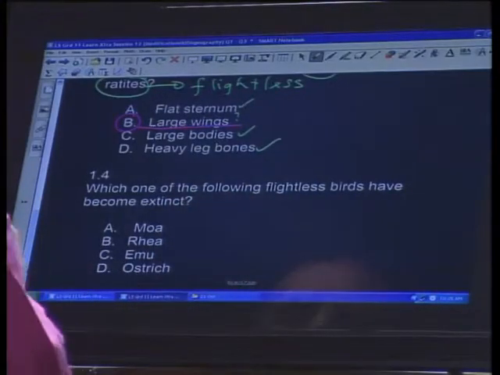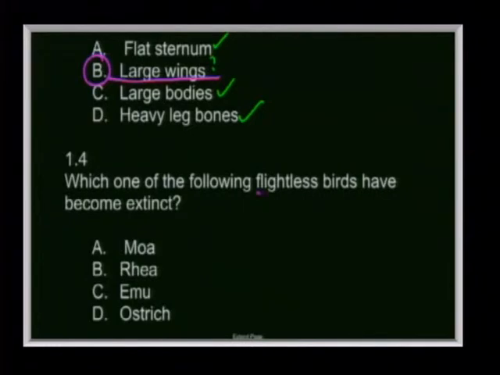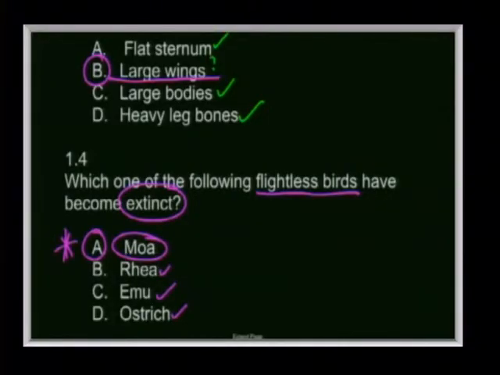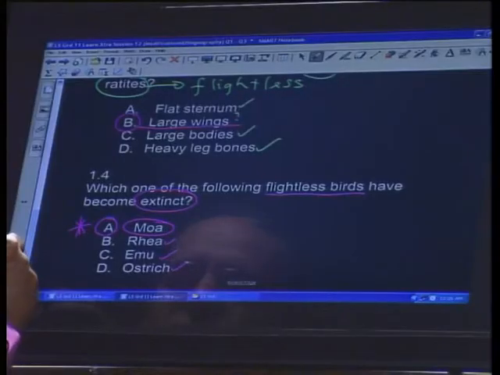So the last one here, which of the following flightless birds has become extinct? Now we know there are still ostriches in South Africa. The emu we still find in Australia, the rhea still in South America, and the moa is the extinct bird, the extinct example of the flightless birds which was found in New Zealand. So it is now extinct, so the correct answer for question 1.4 is A, the moa. Let's continue.